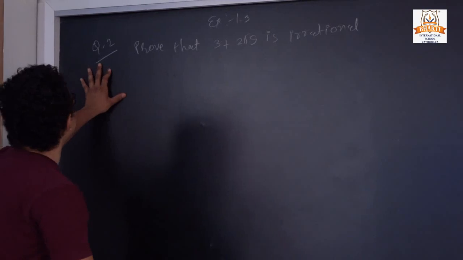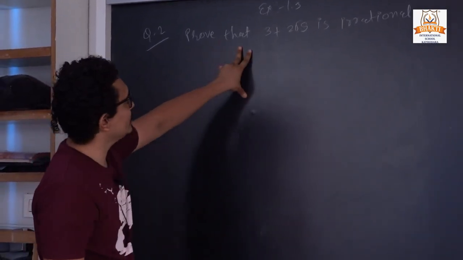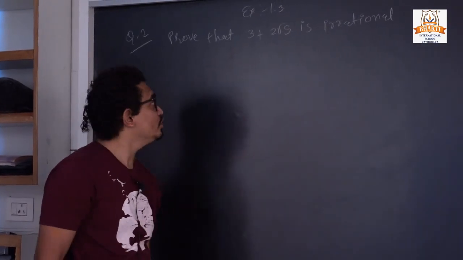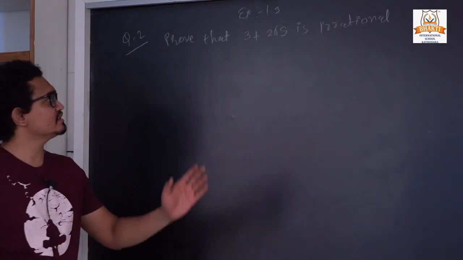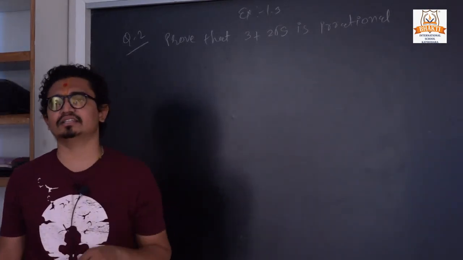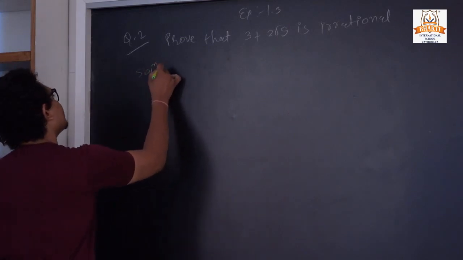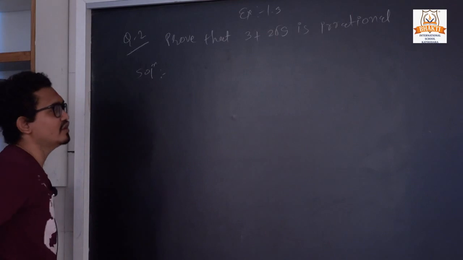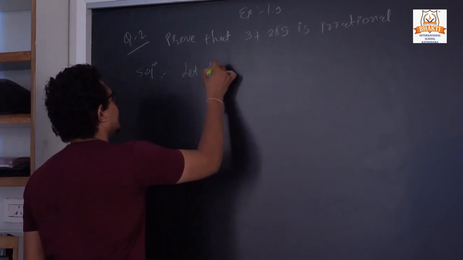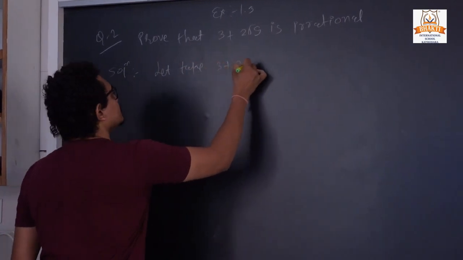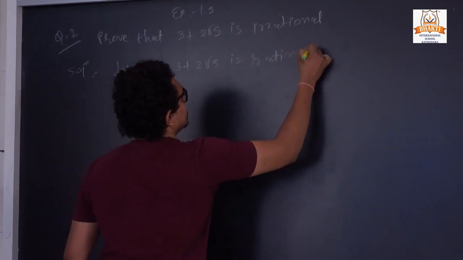Exercise 1.3 question number 2. The question is: prove that 3 plus root 2 root 5 is an irrational number. So we can apply the same theorem in all the exercises. So how can we start? First of all, we make the false assumption, let us take 3 plus root 2 root 5 as a rational number.